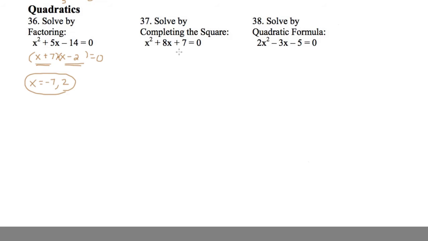Completing the square. This can also be solved by factoring if you are given a choice. I will probably use factoring here, but I'll show you completing the square. Minus 7 on both sides, move that over, and then leave a space here.